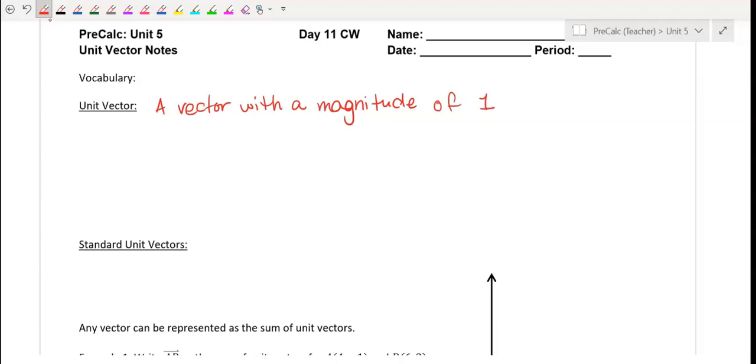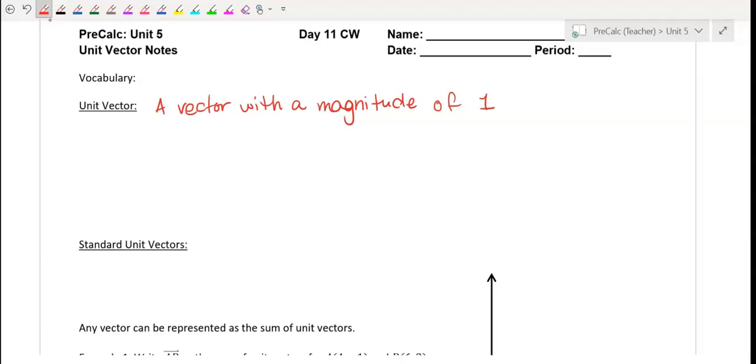Let's remember that magnitude is talking about the length of the vector from start to finish. So if you compare that to some of the stuff that you've already done this year, we did unit circle. And remember, the unit circle was a circle with a radius of 1. Therefore, it was called the unit circle. Same thing here, it's called a unit vector because it has a magnitude of exactly 1.